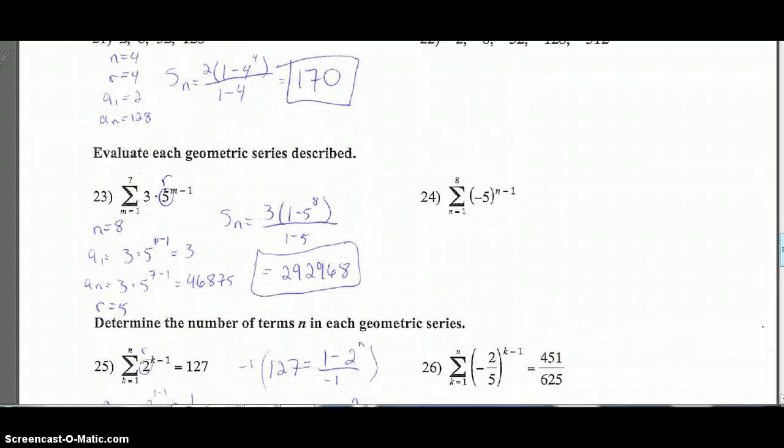23, remember in sigma notation, R is the base, and the first term is actually what's given right before that. Or you could solve for the first term by plugging in 1, and you still get 3. But notice that it does match whatever's written right here in front of the exponential term. So R is the base. I know R is 5. I know there's 8 terms total, and the first term is 3. So here's the 3. R is 5, and then N was 8.